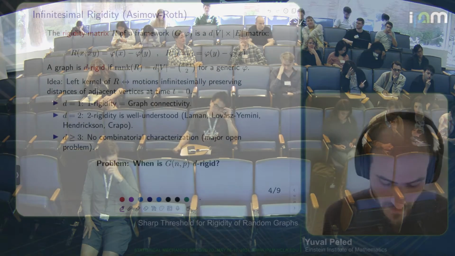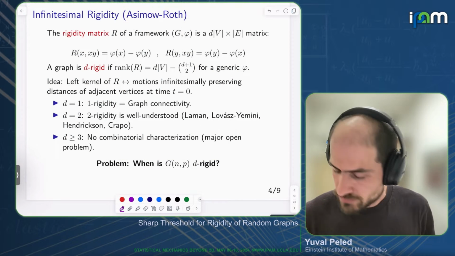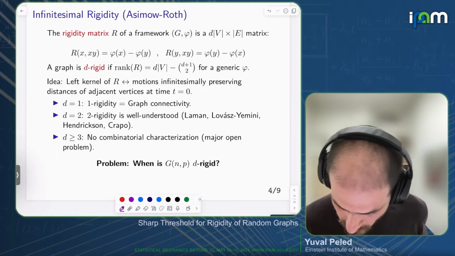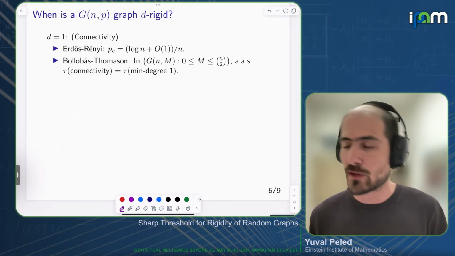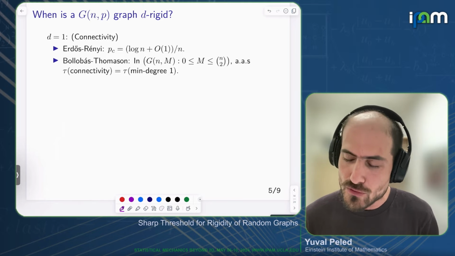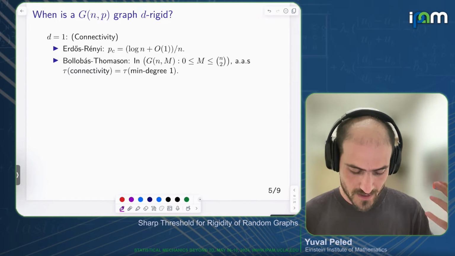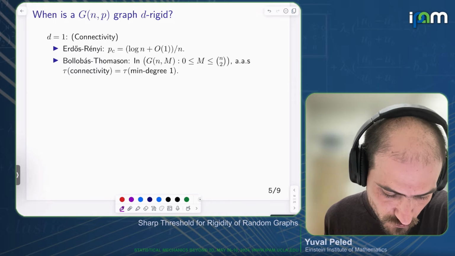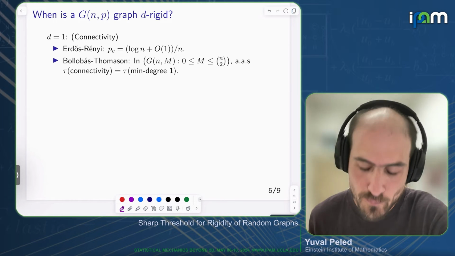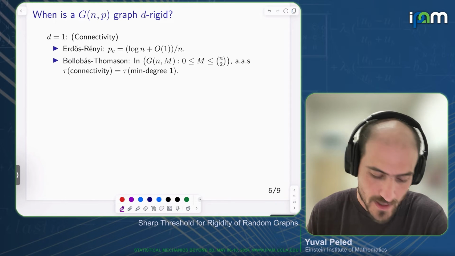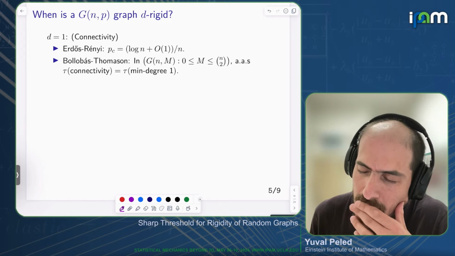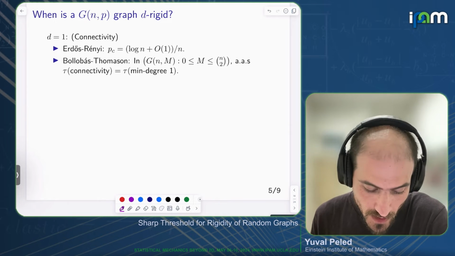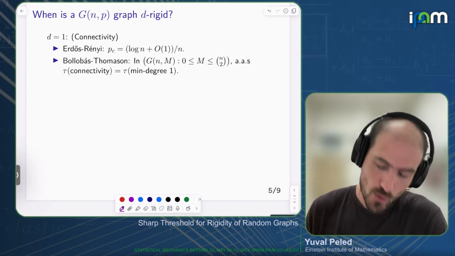Okay. So I'd like to give a brief overview of previous results. When d is equal to 1, I mentioned that rigidity is connectivity. This is a classical topic in the study of random graphs. So we know from Erdos-Rényi what is the critical probability for G(n,p) connectivity.